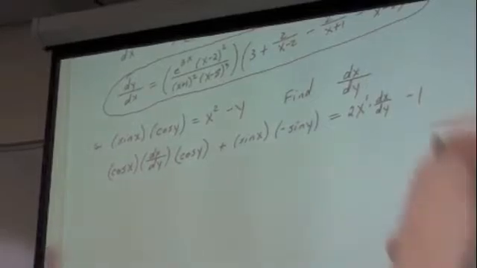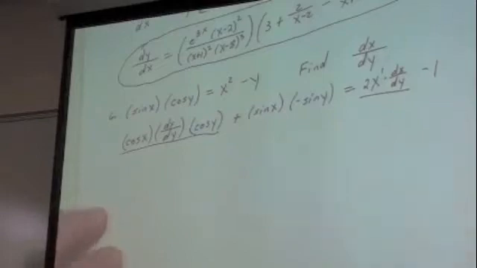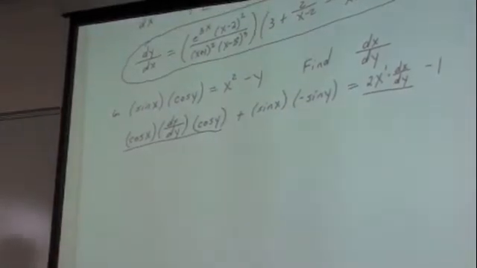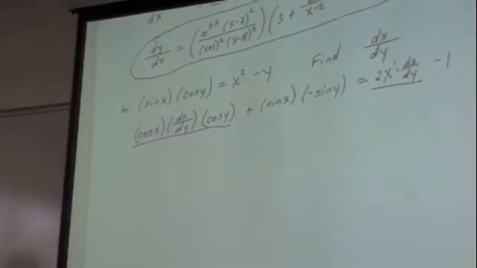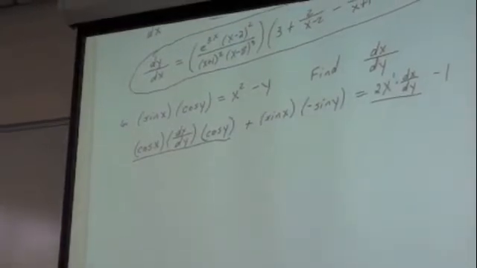So now, anytime you have an implicit differentiation problem, you want to get the terms that have the derivative remaining in there on the side by themselves. So I'm going to say, I'm going to pull every dx dy term to the left.